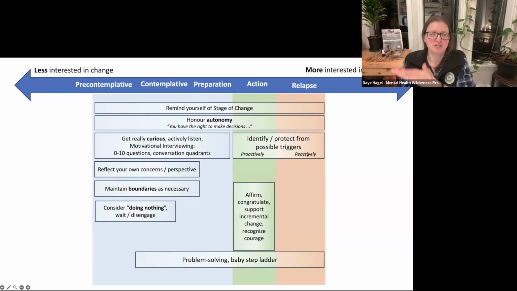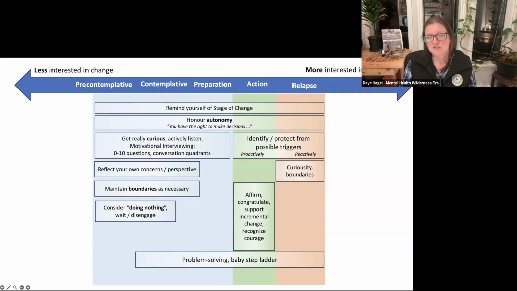And then, of course, if someone's in a relapse phase, then you can be reactively reflective about, okay, what was the trigger to go back to this old behavior? Maybe for Eric, okay, you haven't done this in a long time. What was challenging about last night? And how can we build in more safety around that going forward, perhaps? So trigger identification is really good.